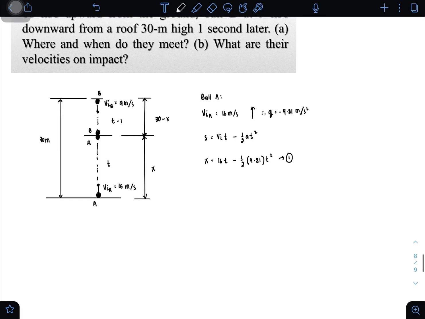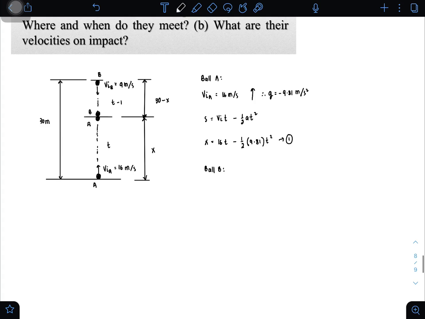So let's talk about ball B. Ball B has an initial velocity of 9 meters per second, and it is moving downward.